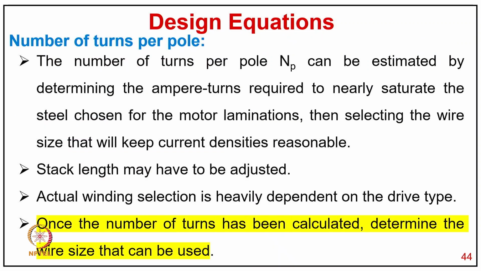Now coming to number of turns per pole. So number of turns per pole NP can be estimated by determining the ampere turns required to nearly saturate the steel chosen for the motor laminations, then selecting the wire size. Then that will keep the current density reasonable, and stack length may have to be adjusted. The actual winding section is heavily dependent on the drive type, and once the number of turns has been calculated, that can determine the wire size that can be used.